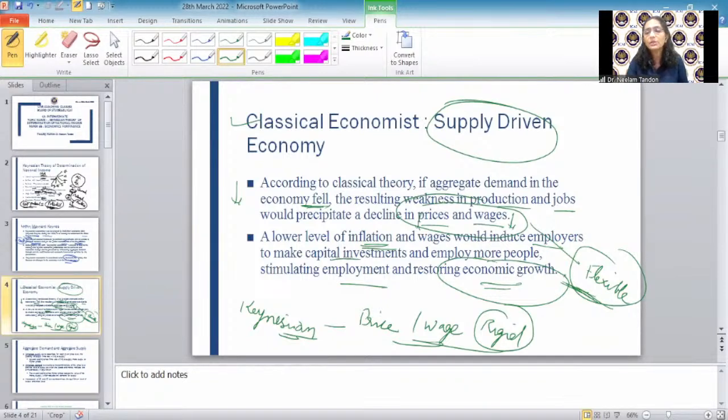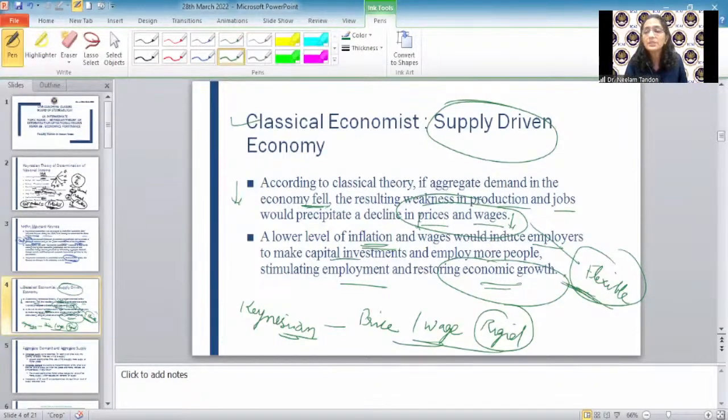So what are the two major differences we have shared between classical and Keynesian? Keynesian said aggregate demand in the short term is important. If the economy is not performing at full employment level, or there is deficit aggregate demand, that means aggregate demand is less, then the government needs to intervene. How should government intervene? Government should spend more, reduce the tax rate and offer subsidies. But classical believed prices and wages are flexible.